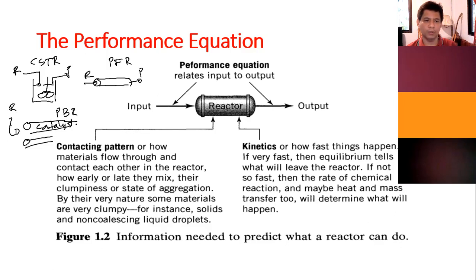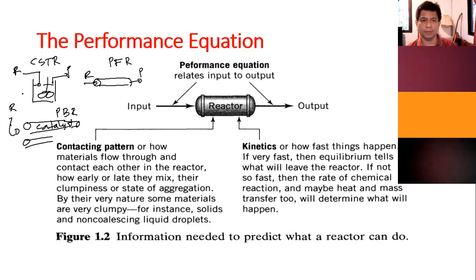Actually, this is the most common type of reactor, itong PBR. Kasi karamihan ng reaction may catalyst, ano? So that's what it's meant by contacting pattern on how material flow through and contact each other in the reactor. So as you can see, iba yung way that they become in contact with CSTR, iba rin sa PFR, iba rin sa PBR, ano? How early or late they mix, their clumpiness or state of aggregation by their very nature. Some materials are very clumpy, for instance, solids and non-coalescing liquid droplets. So yun yung contacting pattern, ano?